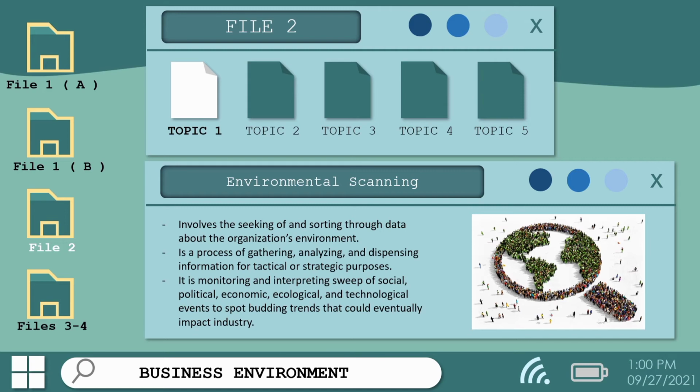Environmental scanning involves the seeking of and sorting through data about the organization's environment. It is also a process of gathering, analyzing, and dispensing information for tactical or strategic purposes. It is monitoring and interpreting a sweep of social, political, economic, ecological, and technological events to spot budding trends that could eventually impact industry. So we all know that environmental scanning is one of the essential components of the global environment analysis.